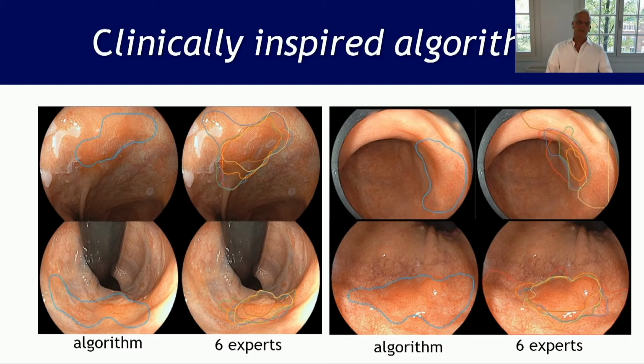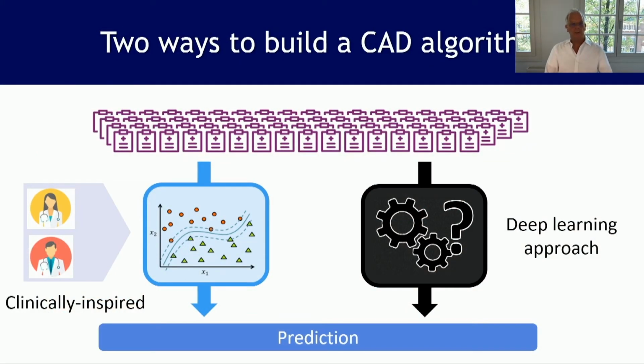Now, the downside of a clinically inspired algorithm is that the algorithm can never be better than your human input. And most machine learning approaches nowadays are moving away from this clinically inspired approach and are using a deep learning approach, in which the algorithm learns from the data itself without us telling that texture and color are the only determinants.